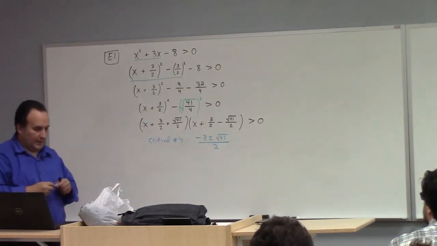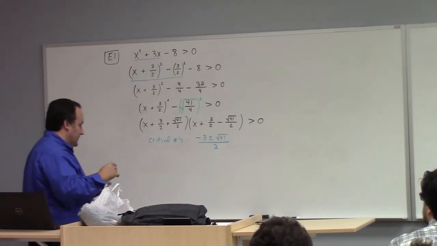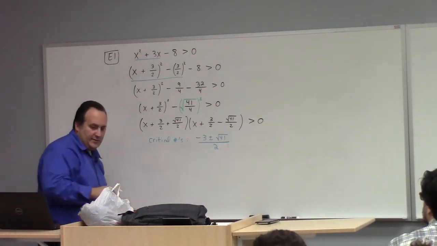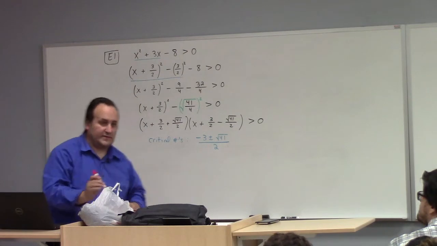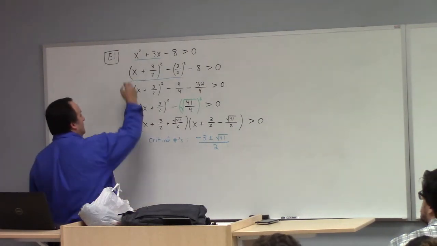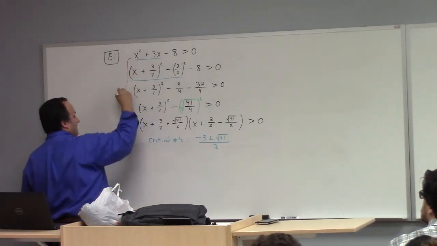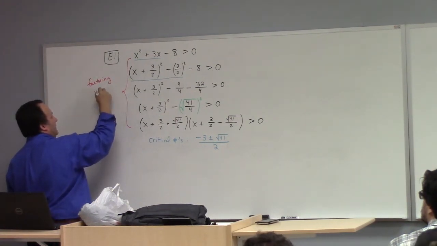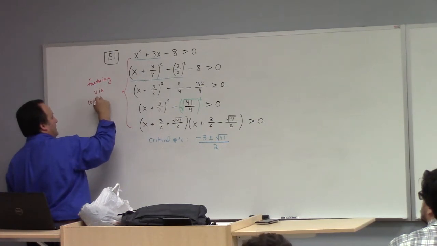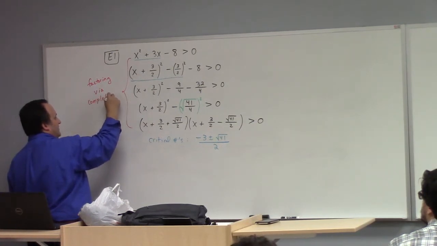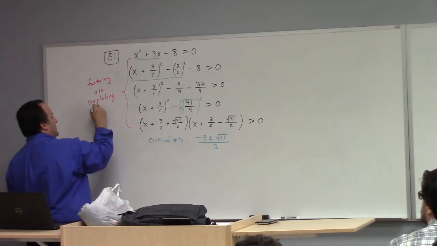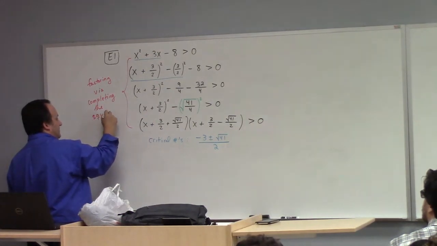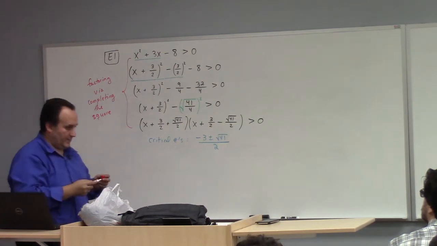All right. Now let me just pause for a second here and explain what I'm doing and give it a label. This technique I just used right here is called factoring via completing the square. So if I ever ask you on a test or a quiz to factor by completing the square, this is what I'm talking about.